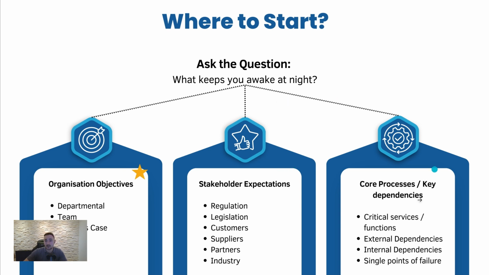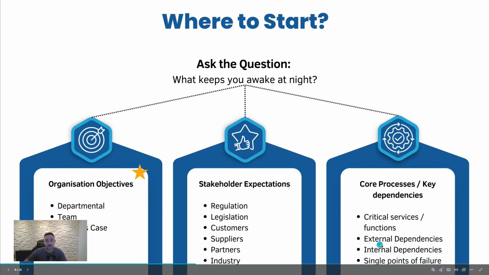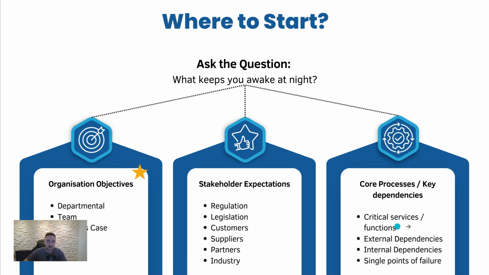The other one here is looking at your core processes or key dependencies. This is often quite a useful one because you can break things down by particular functions in an organization and then come up with certain risks to those functions or key dependencies not occurring or functioning as they should do. And this could be internal ones, external ones, things like single points of failure, and often thinking about your processes, you'll start to understand just how interconnected a lot of your risks are. And actually, some of the risks from core processes probably will come out in some of your objectives as well.